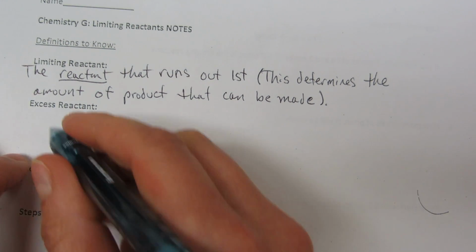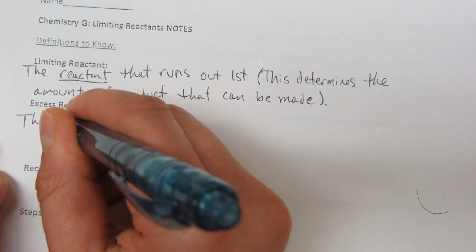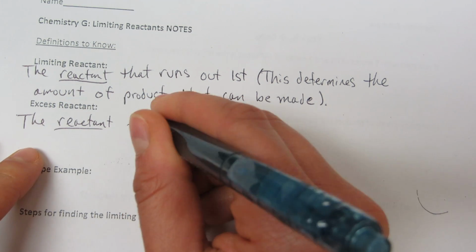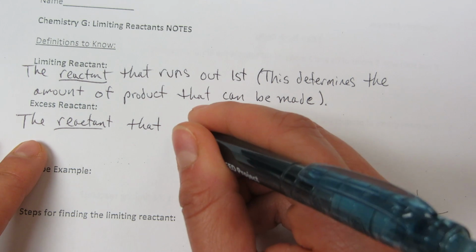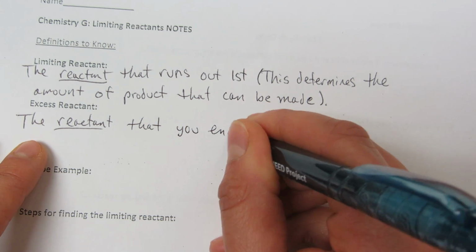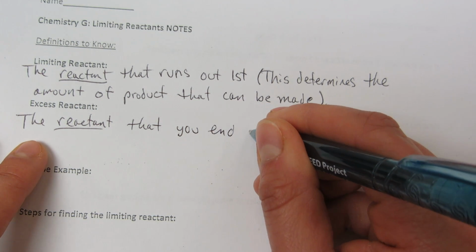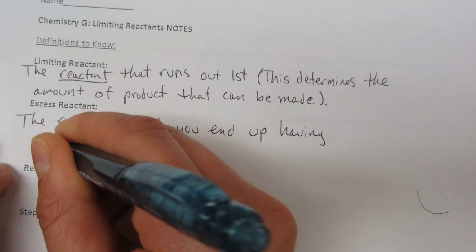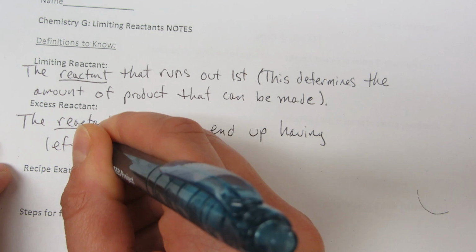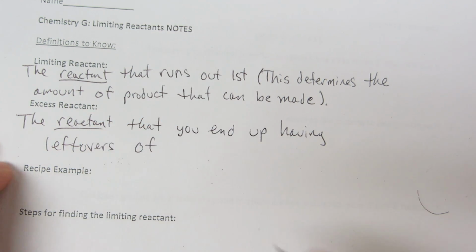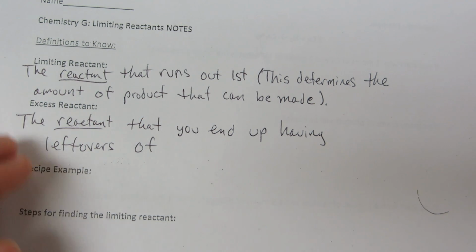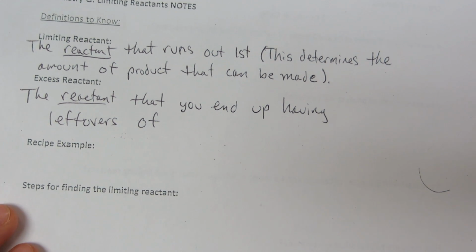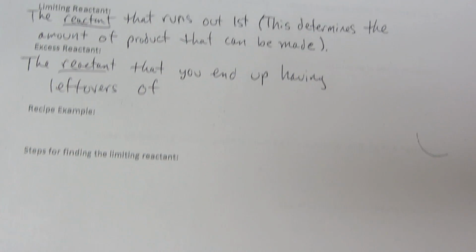The excess reactant is just the other reactant, the reactant that you end up having leftovers of. Because the limiting reactant ran out, you're going to have some lingering other reactant that wasn't used up already. Okay, so we're going to do a recipe example on the bottom.